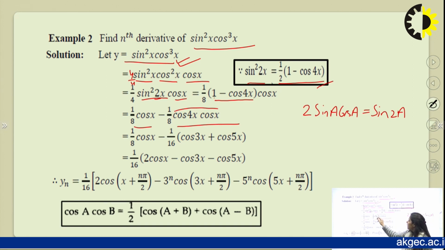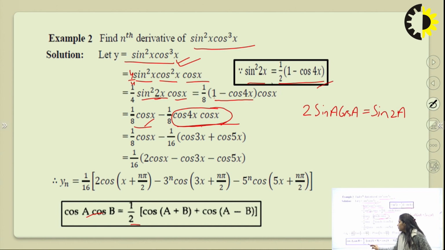Now here, this term is in standard form but this is not. To convert this term into standard form, we will apply this formula: cos a cos b is equal to 1 by 2 [cos (a plus b) plus cos (a minus b)]. Here a is 4x and b is x, so we will get these terms. Now all three terms are in standard form.